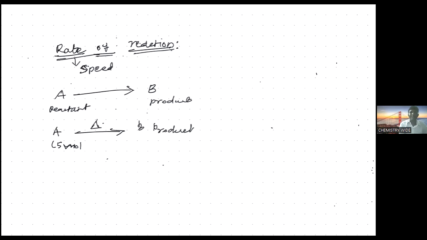Rate of reaction. Rate means speed. If we take reactant A and it is going to convert to product B, it will take some time interval. Reactant A, when we heat, is going to change to product B at some interval. So we can write like this. This is the initial concentration: 5 mole of the reactant, but the product will be 0 at 0 minutes.